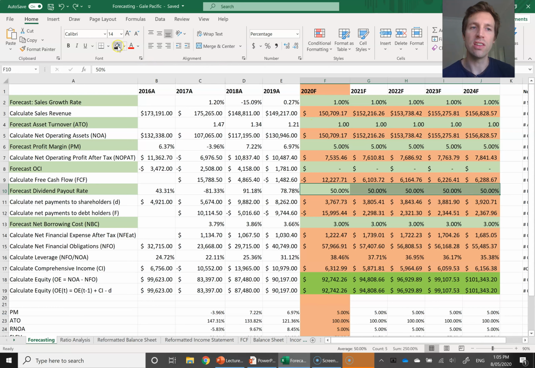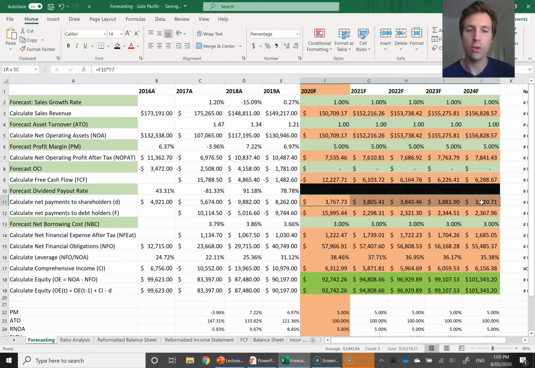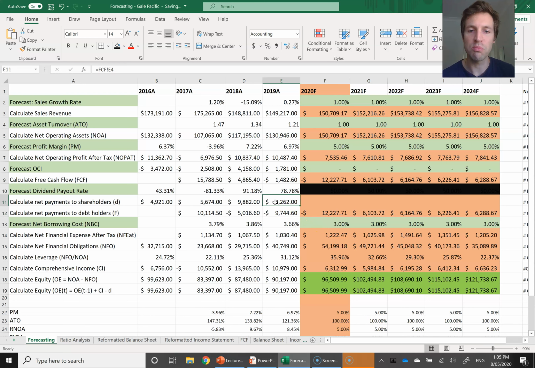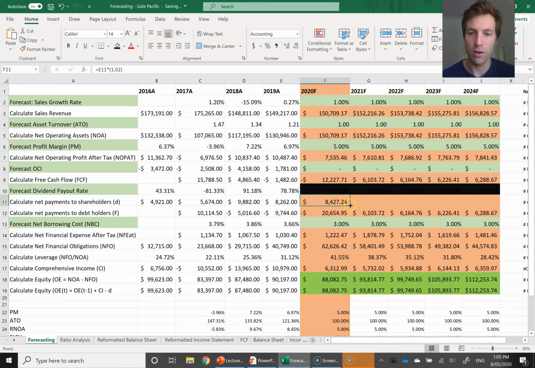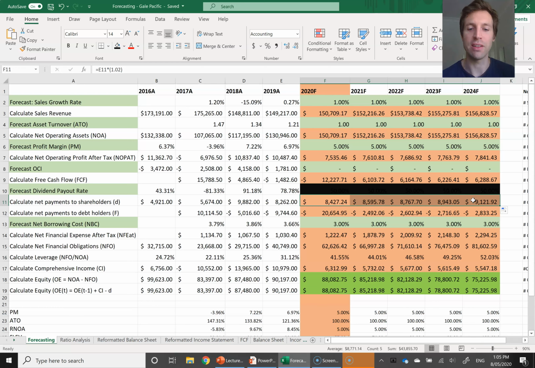Imagine I wasn't going to use this forecast template and I wasn't preparing comprehensive forecasts. What an analyst might do, and this is something that people will do, is say, okay, last year the dividend was 8,262. I think this company is going to pay a dividend that grows by 2% each year. So I'm taking last year's dividend and multiplying it by 1.02 to build in a 2% growth rate. Then I drag that forward to my future years, and I've created a dividend forecast without taking into account any of the other things that are impacting the business.